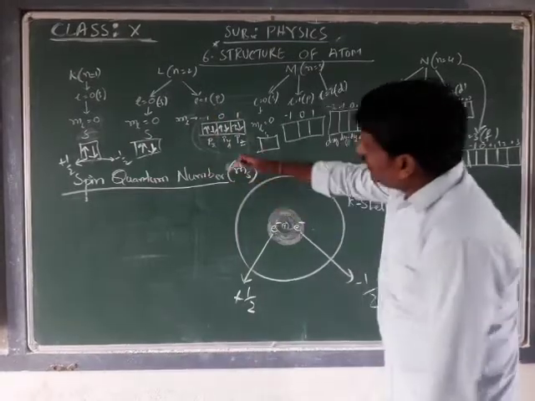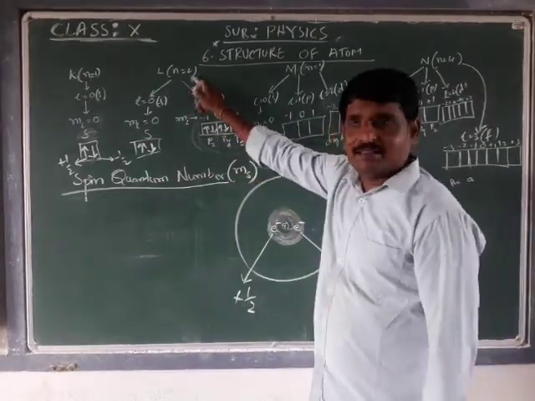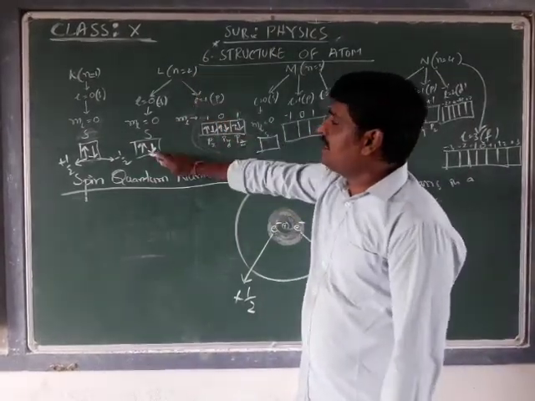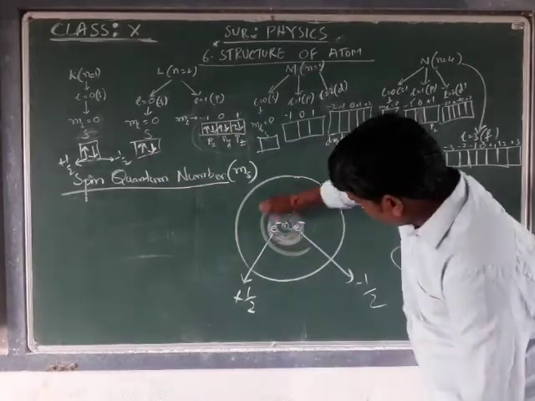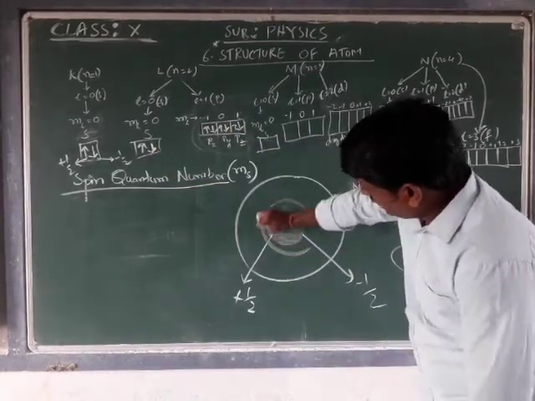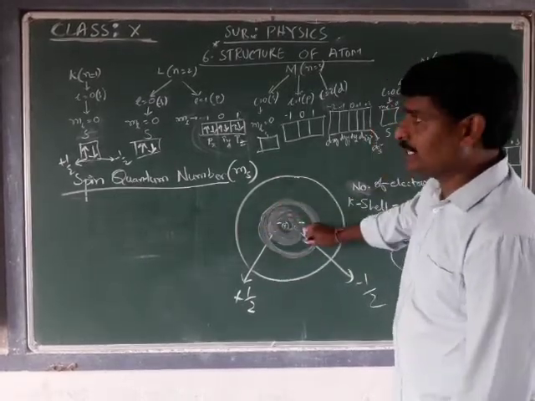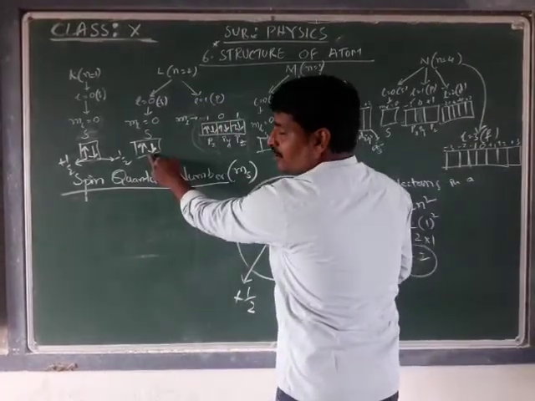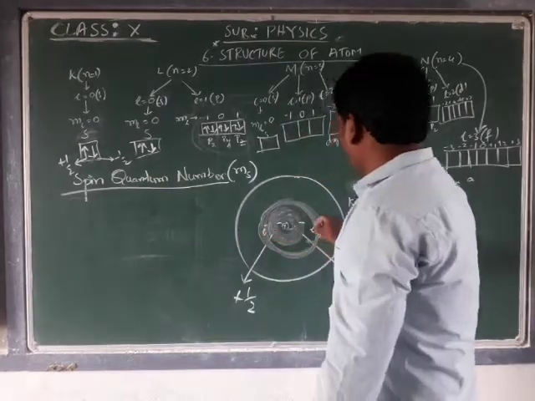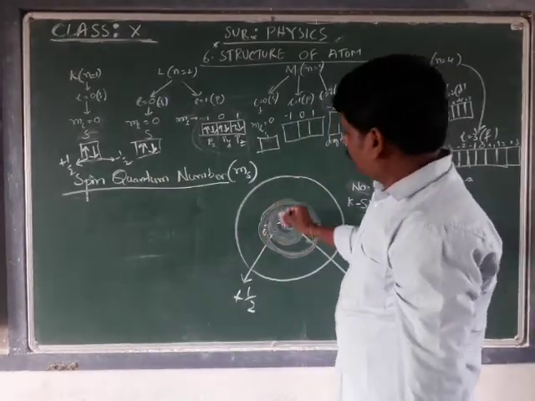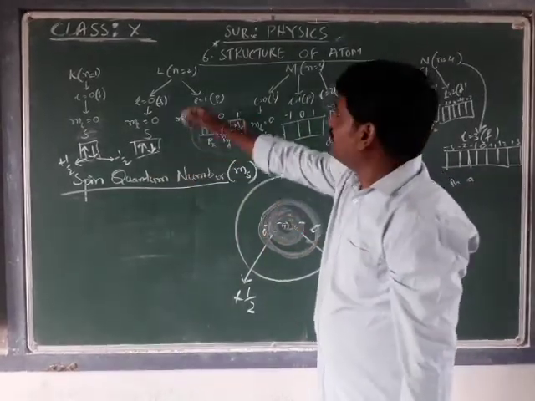That means if I go with the second shell representation, second shell, s subshell. This is the second shell, if this is the first one. This is 2s. In 2s, how many electrons can I fill? 1, 2. 2 electrons I can fill. For 2s I can fill 2 electrons.